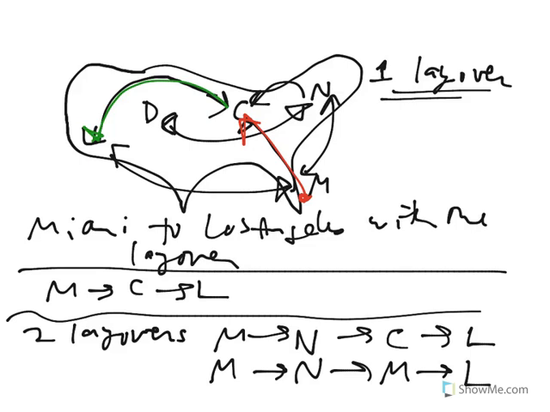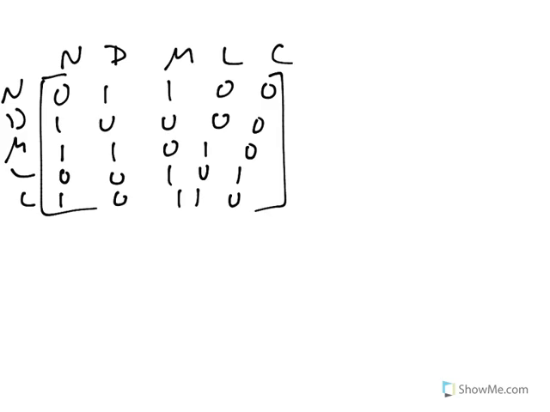Well, there is a way to use matrices to figure out the answer to these questions with one layover and two layovers. And it goes like this. If I take the original adjacency matrix and I were to, either using a calculator or by hand, square it, multiply it by itself, I would end up with another 5 by 5.